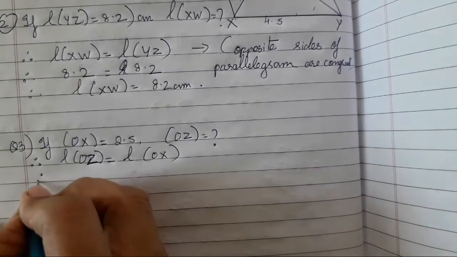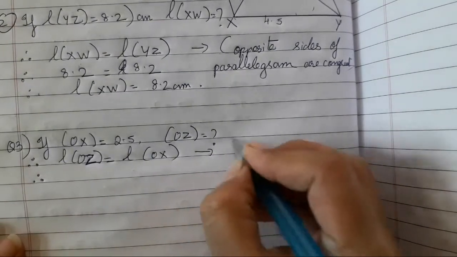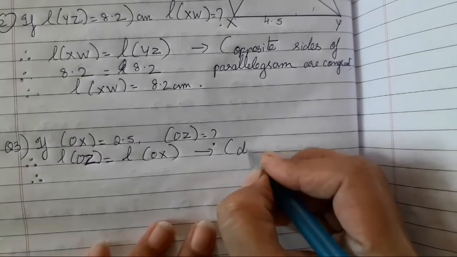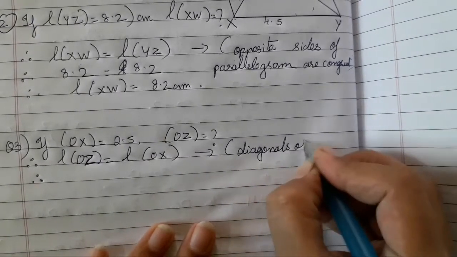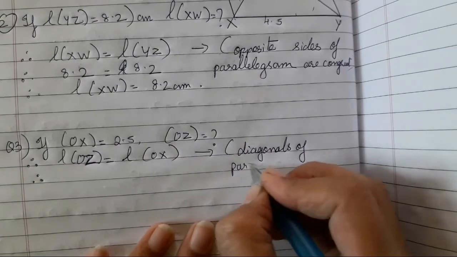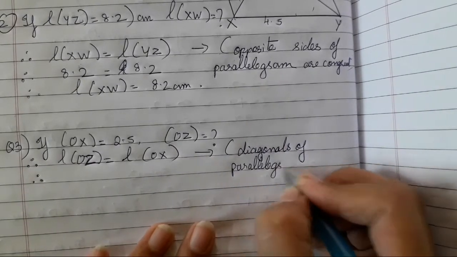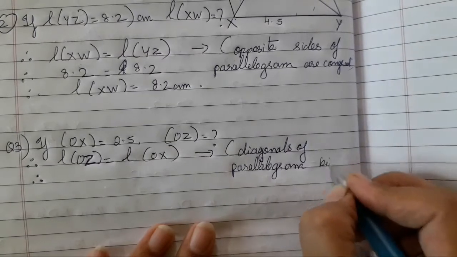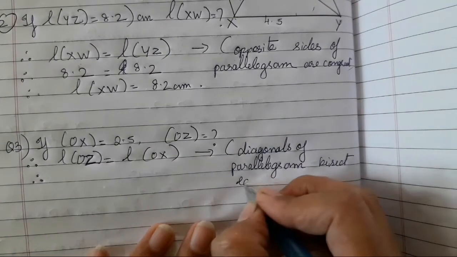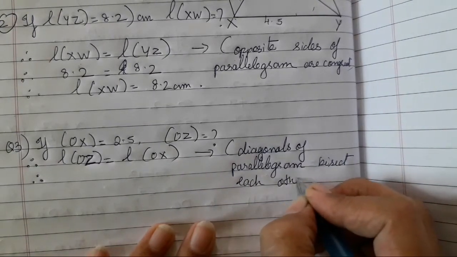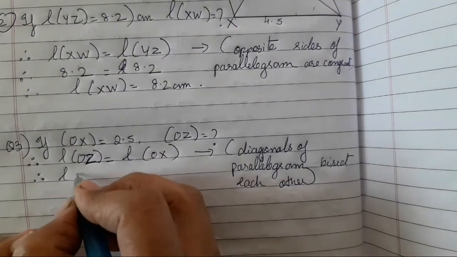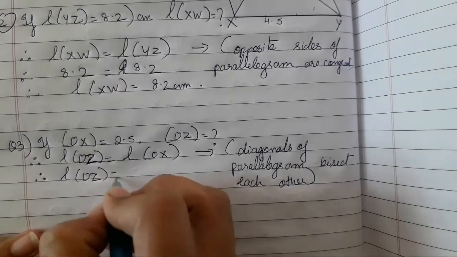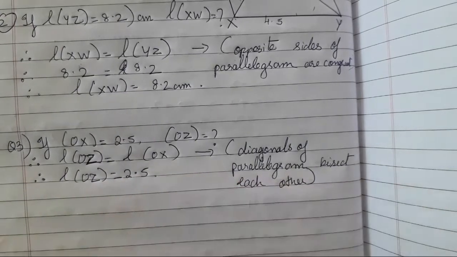Okay, and the reason, children, I forgot to write the reason: diagonals. It is the diagonals, isn't it? Diagonals of parallelogram bisect each other. Okay, so therefore length of OZ is also going to be 2.5.